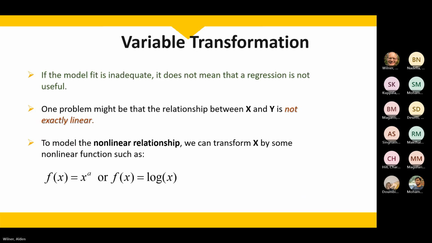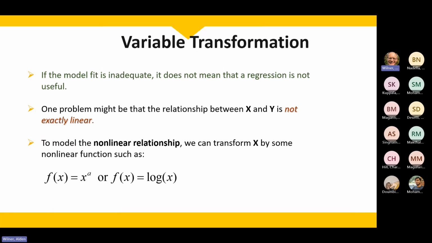So if our model doesn't fit well, if our QQ plot looks nonlinear, right, it does not necessarily mean the regression is not useful. It could simply mean that you have a relationship that is not exactly linear. So we can do transformations. So for instance, what if instead of using x, we take x and raise it to some power? Maybe y is related to the cube power of x.